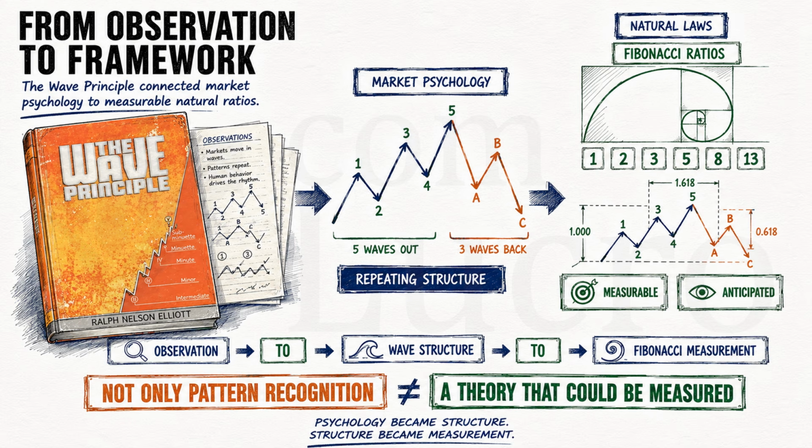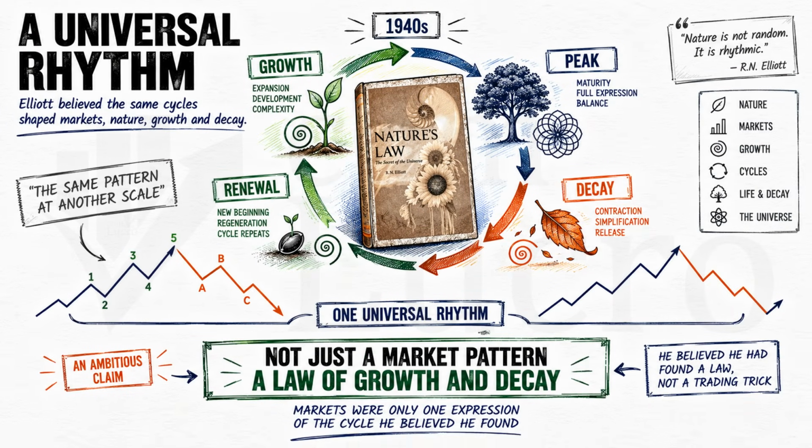But Elliott went further than pattern spotting. He proposed that markets obey natural laws, and that those laws could be measured with Fibonacci numbers. That was the radical part. He wasn't only saying market psychology exists, he was saying it can be quantified, and therefore anticipated. By the 1940s, he had pushed the idea well past the stock market. His second book, Nature's Law, The Secret of the Universe, argued that the same wave cycles govern growth and decay throughout nature, that what he had found in price charts was one expression of a universal rhythm. Ambitious, certainly, but it tells you how convinced he was that he had uncovered a law, not a trading trick.